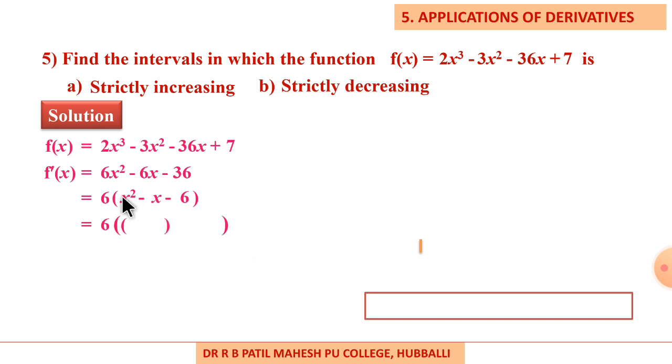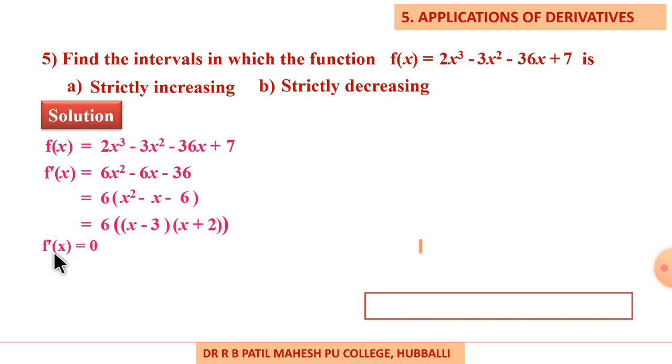Now this implies that this quadratic equation we can convert in terms of linear factors, that is (x minus 3) into (x plus 2). So by using this direct method, easily we can calculate the factors, that is x minus 3 and x plus 2.